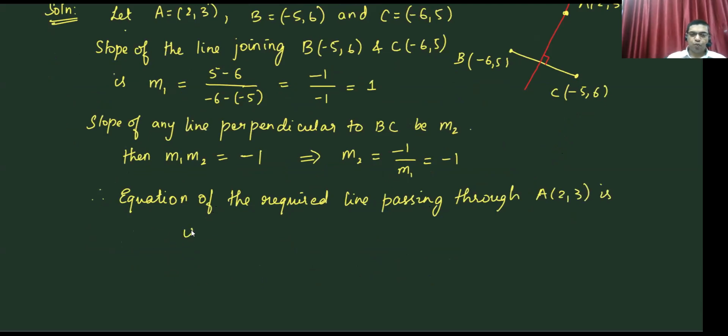is y minus 3 is equal to minus 1 into x minus 2. That is, y minus y1 is equal to m into x minus x1. m will be minus 1 because it is the slope of a line which is perpendicular to BC. So bring it to this side: x plus y, minus, this is plus 2, minus 5 is equal to 0. So this is the equation of the line.